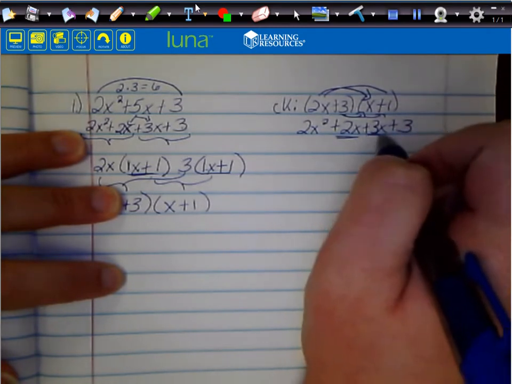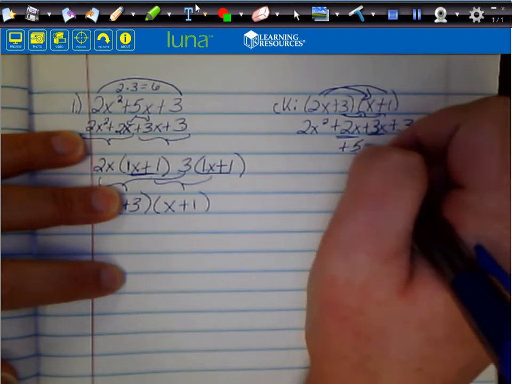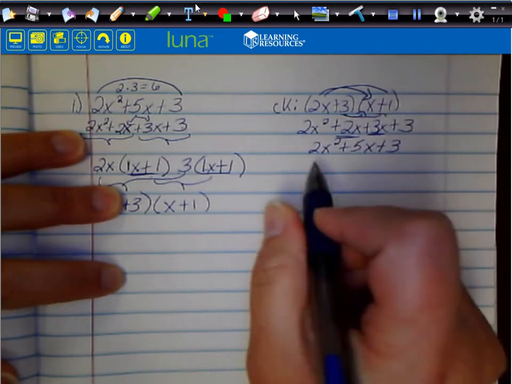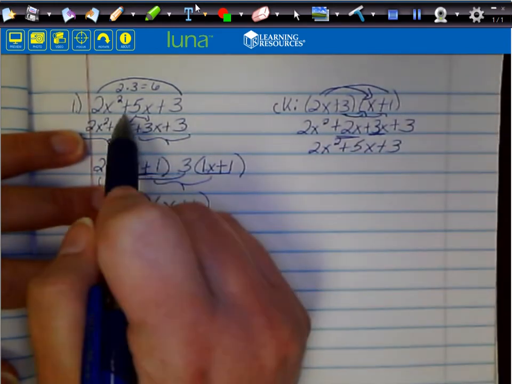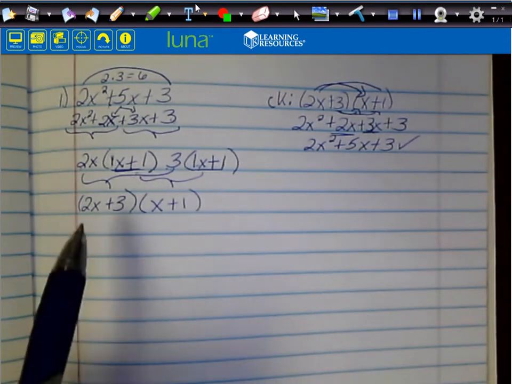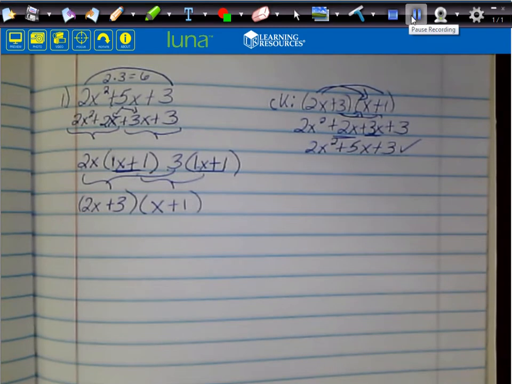Then I can put these 2 middle terms together because they're both x's. 2 plus 3 give me 5. Bring down my 2x squared and my 3, and I get 2x squared plus 5x plus 3, which is exactly what I started with. So it checks out. Please make sure that you have all the work and the check written before you move on.